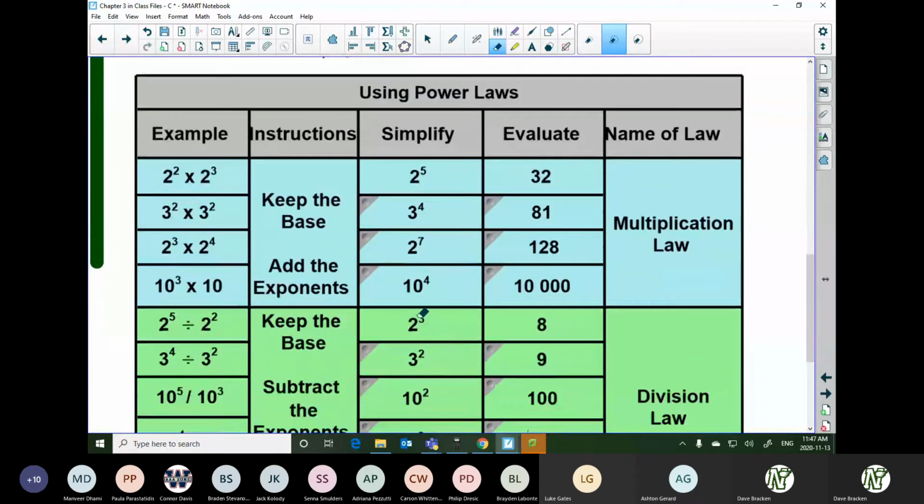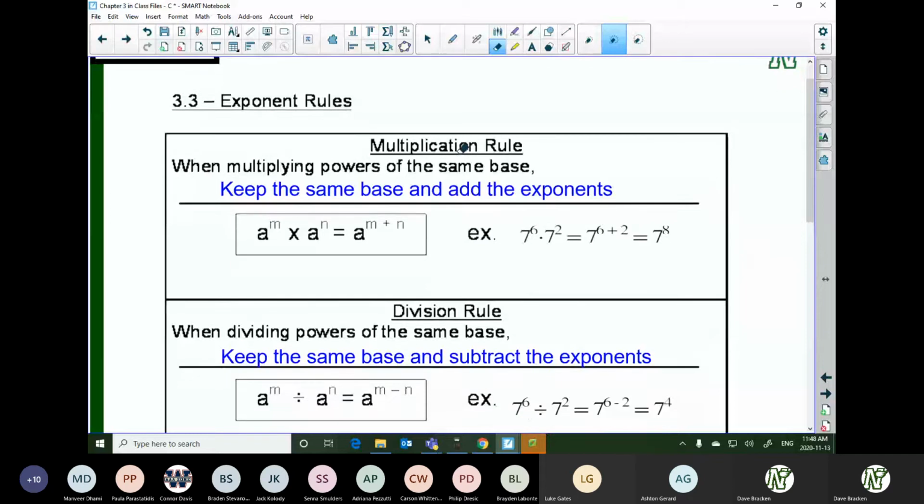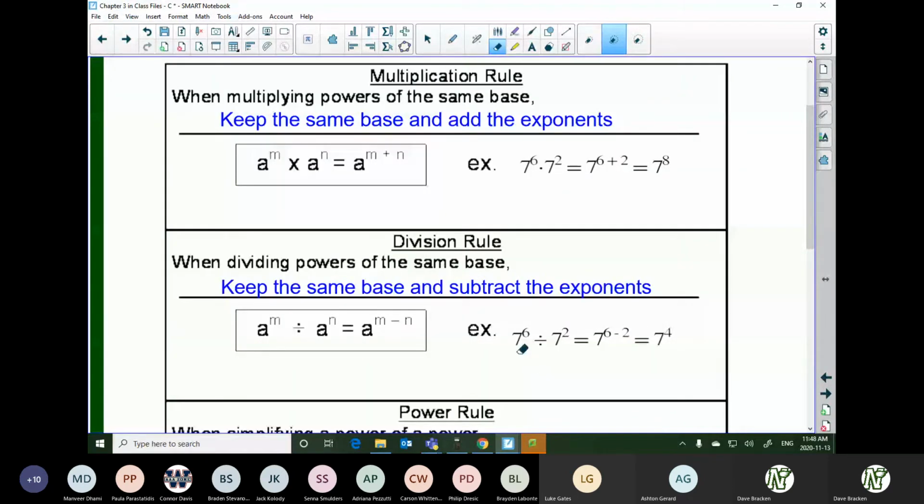Do you see how all of these we subtracted to get this new power? Does that make sense, Ashton? Oh, yeah, thank you. Okay, so this is a second rule, not the multiplication rule where we add. This is the division rule where we subtract. Is everybody okay there?